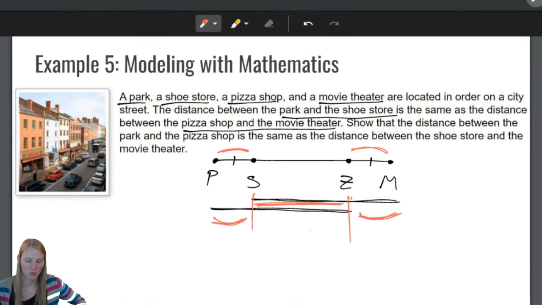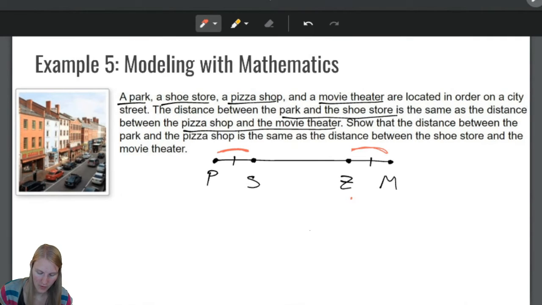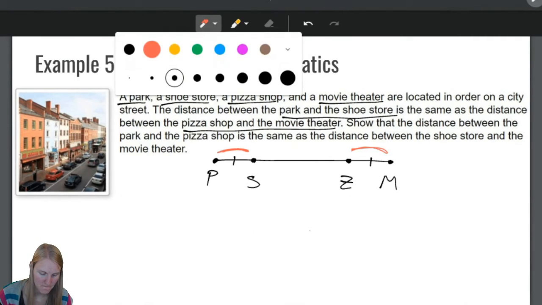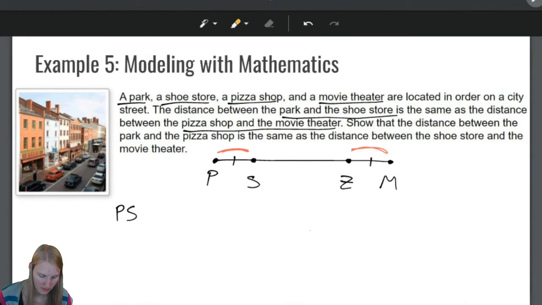So I need to write what we just said. I'm going to write it in math speak. So, first thing we will write is PS, segment PS is congruent to segment ZM. Those are the same. And actually, maybe we won't even say congruent. We'll say the length of PS is equal to the length of ZM.